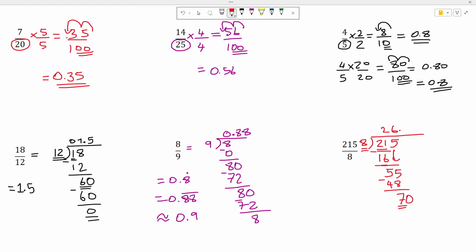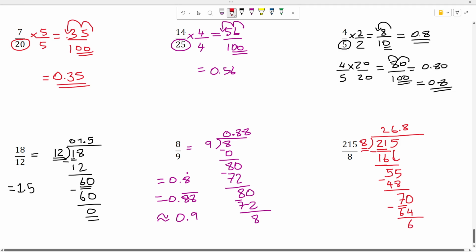All right, guys, same steps all the time. Now let's see, 8 times what is nearest to 70? We know 8 times 8 is 64. Now 70 minus 64 is going to give us 6, right, guys? Again, let's put a 0 after that. 8 times what nearest to 60? We know 8 times 7 is equal to 56, right?